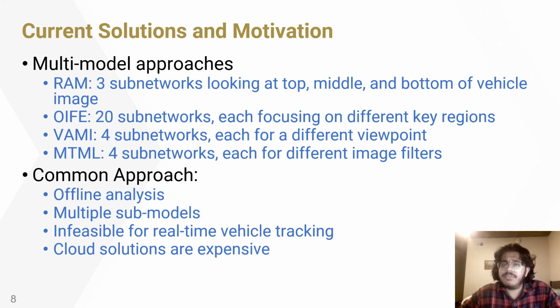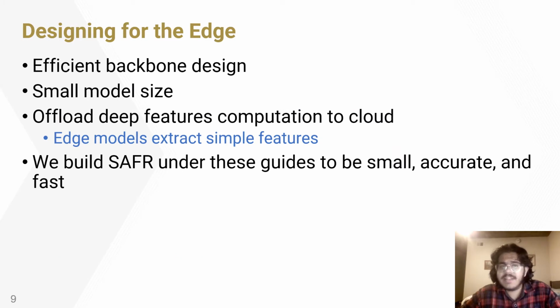Vehicle ReID is useful for a variety of traffic monitoring operations, but it needs to be fast for real-time monitoring and tracking. Current approaches are multi-model approaches with many subnetworks. This approach is useful for offline analysis, but it's infeasible for real-time tracking. Leveraging cloud solutions is expensive because multiple model copies need to be used to keep track of all vehicles across all cameras. So, designing for the edge requires a variety of techniques.